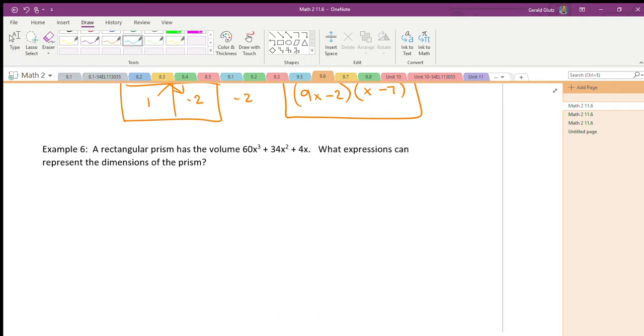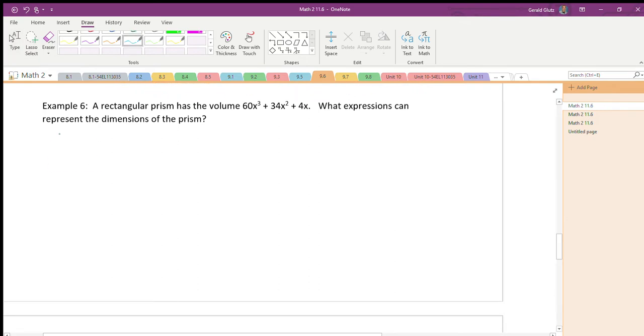So last example, we have a rectangular prism. The volume of a rectangular prism is length times width times height. So we need to figure out the 3 dimensions of this rectangular prism. This is the volume that they give us. So if we know the volume, if I can factor that, that should give me the 3 dimensions of the rectangular prism.